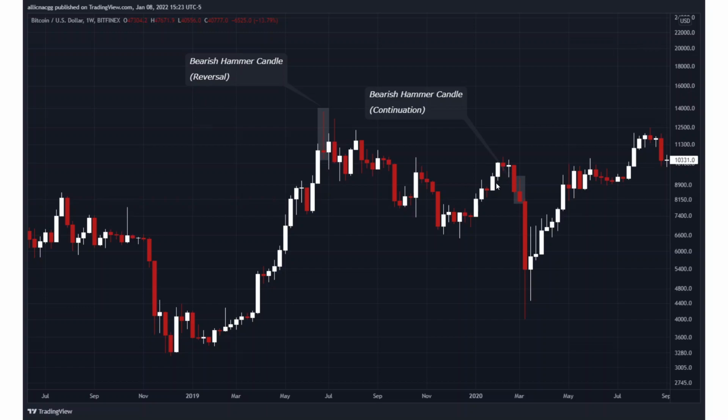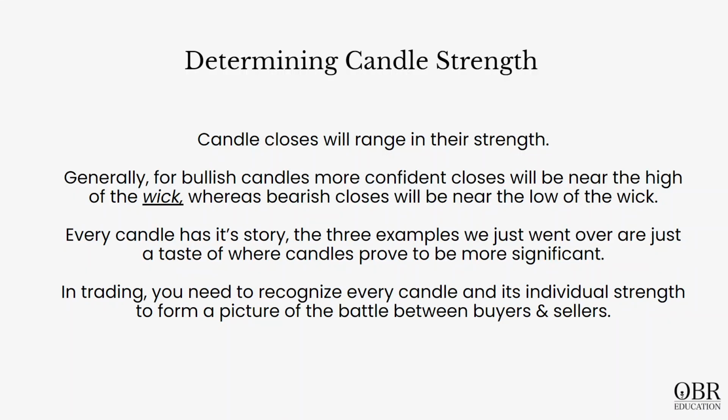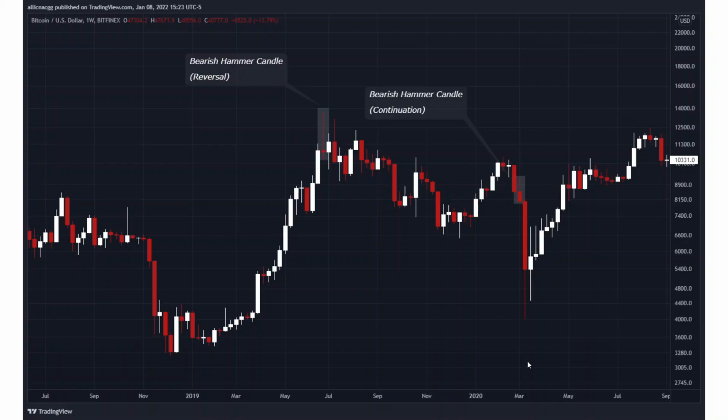And then this is an example of a continuation of trend right here. As you can see, long wick to the upside, buyers were in control, sellers regained control and pushed us all the way back down. Same situation for both of these. Well, yeah, same situation, but different uses. Different uses, right, exactly. One of the hammer candles was the actual reversal of price, whereas the other one assisted in the continuation, right?